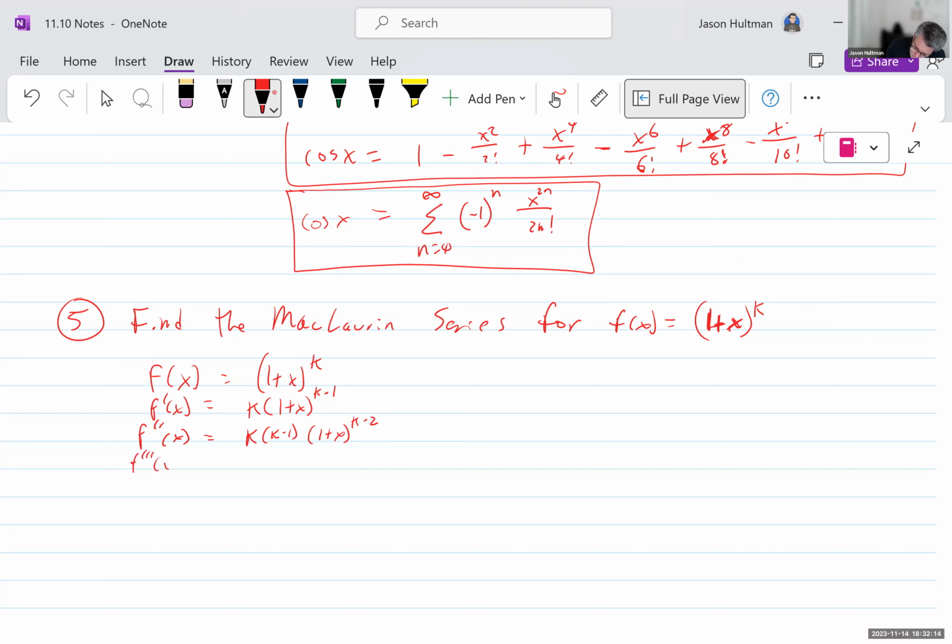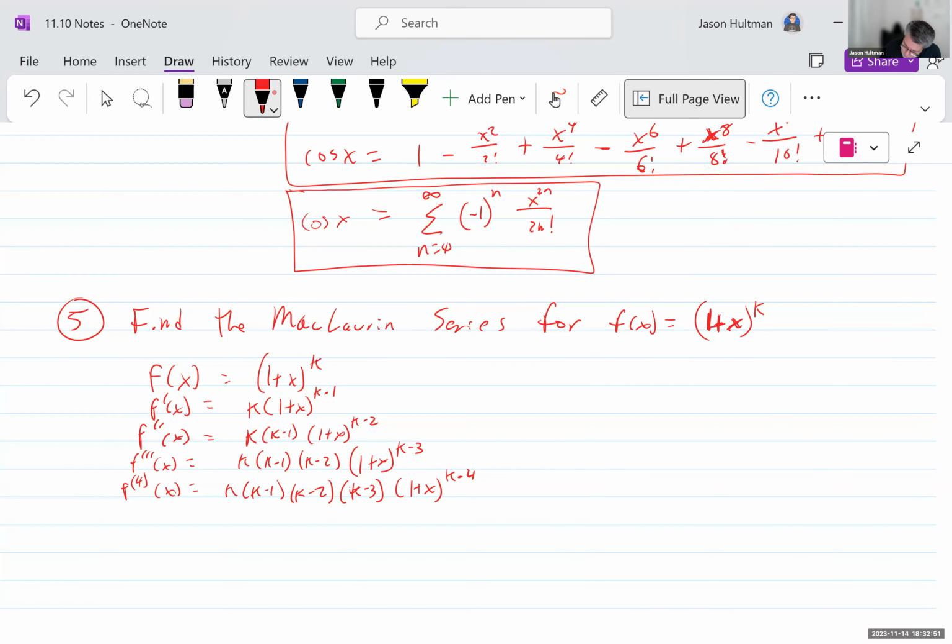And then what's the third derivative? Again, we just keep stacking these things in front. K times k minus 1 times k minus 2 times 1 plus x to the k minus 3 power. And this just keeps going on forever, right? Kind of ad nauseum. Fourth derivative, this is k times k minus 1 times k minus 2 times k minus 3 times 1 plus x to the k minus 4 power. And you kind of get the idea, right? I don't mean to bore you with this stuff.